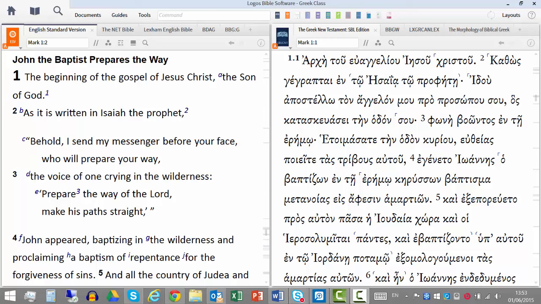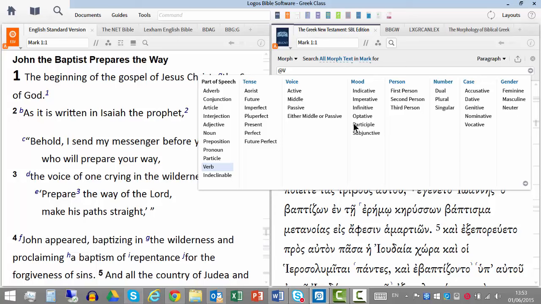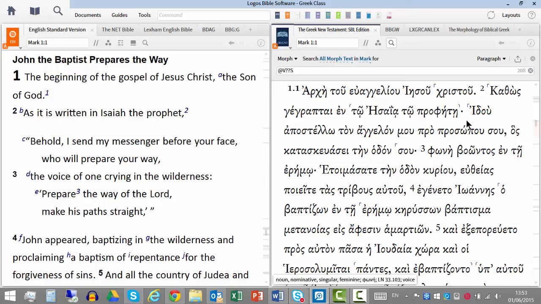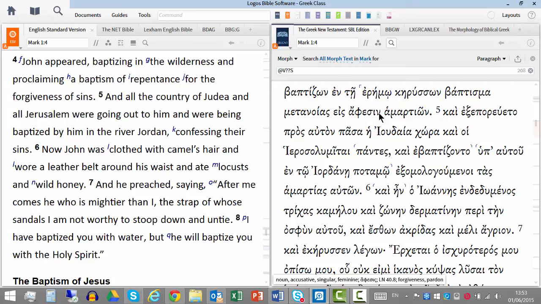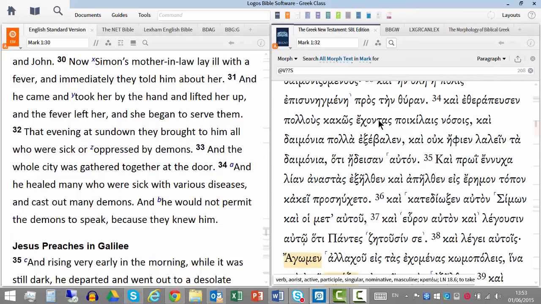I want to do some examples of identifying and interpreting subjunctives. We're going to work with the Gospel of Mark. What I'm going to do quickly is search the Greek text for verbs, subjunctive mood, and say go. You'll see immediately that I get 208 results in 154 verses in Mark's Gospel. So I'm going to scroll down and start looking for those. They'll be highlighted in my copy of the Greek Bible.